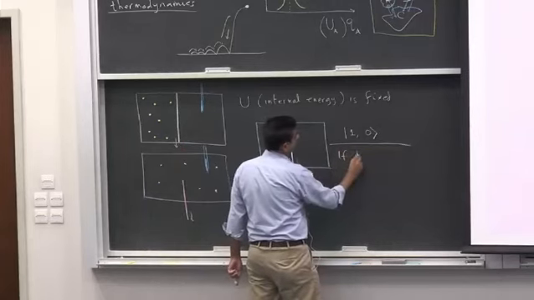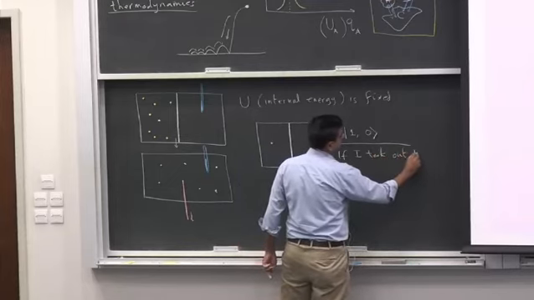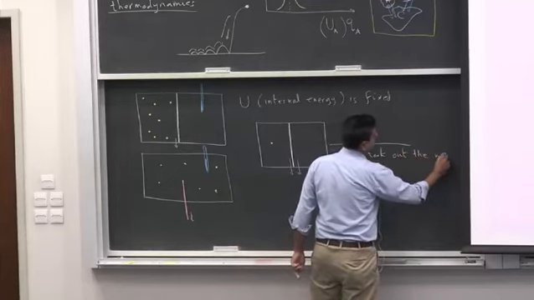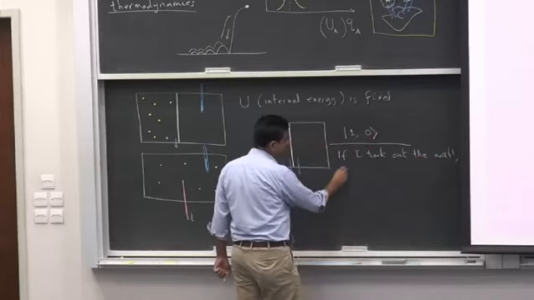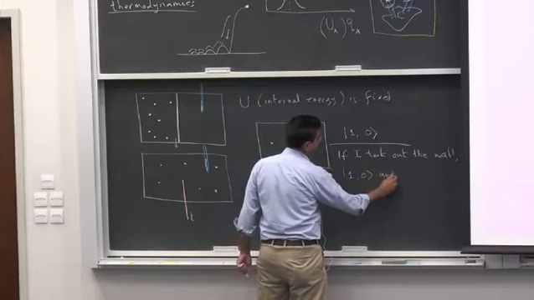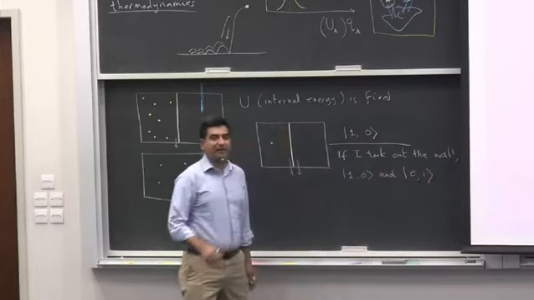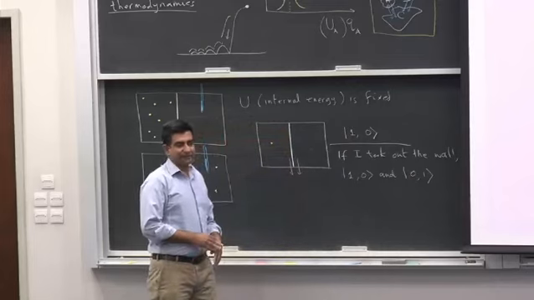So now if I took out the wall, took out the separation, the partition, two microstates become available and they are 1, 0. This is one microstate and the other one is 0, 1. So the number of microstates has doubled.